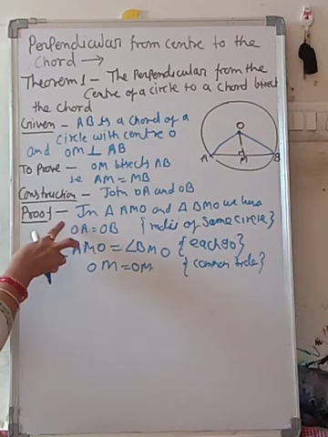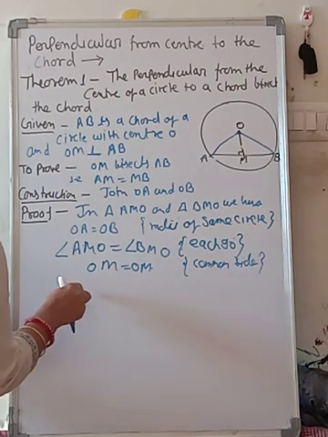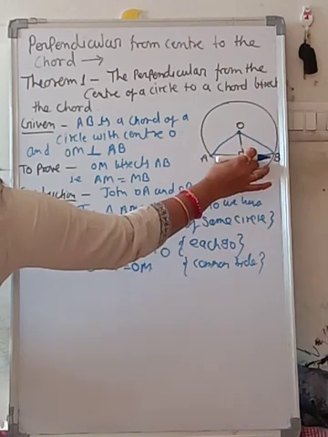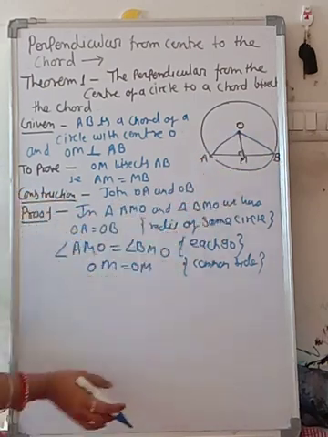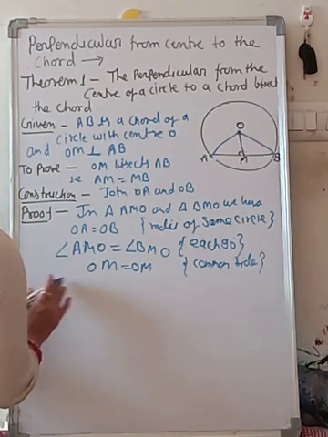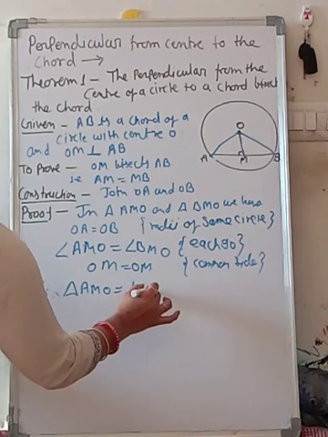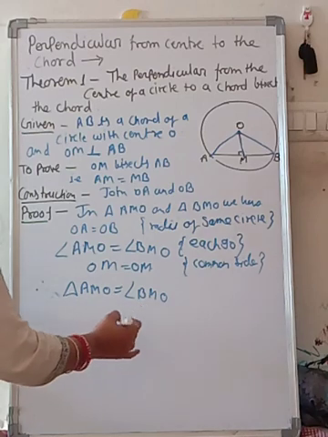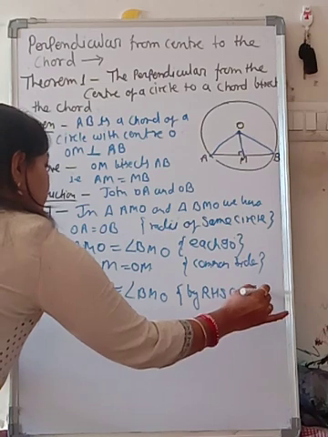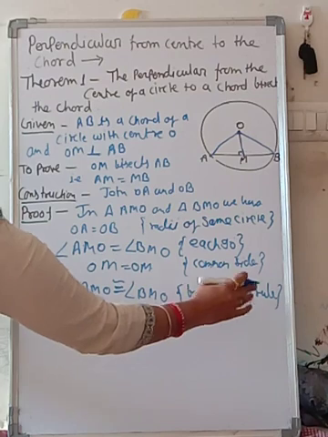So now here we are given two sides and one angle, and the angle is perpendicular to the bisector. Perpendicular to bisector, it means using the RHS congruency rule. So you have to write down: therefore triangle AMO is congruent to triangle BMO by the RHS congruency rule.